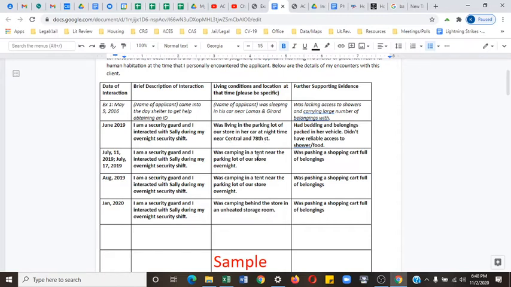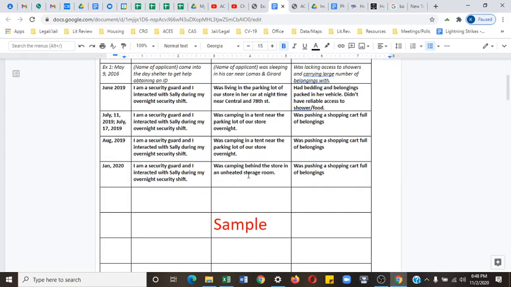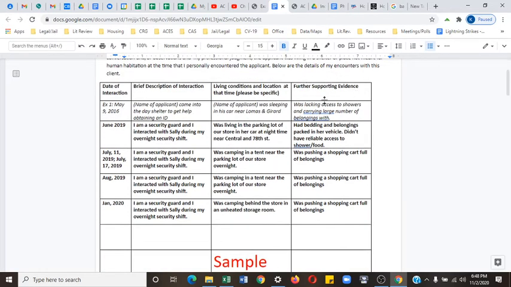The next time they saw them in July, they were camping in a tent overnight in the store parking lot. Same thing in August, but then they moved in January 2020. They were observed camping behind the store in an unheated storage room. Each time there was some description that gave more supporting evidence that this was a person truly experiencing homelessness. They had all their bedding packed in their vehicle, didn't have reliable access to food or showers, had a shopping cart full of belongings, and that was repeated throughout.